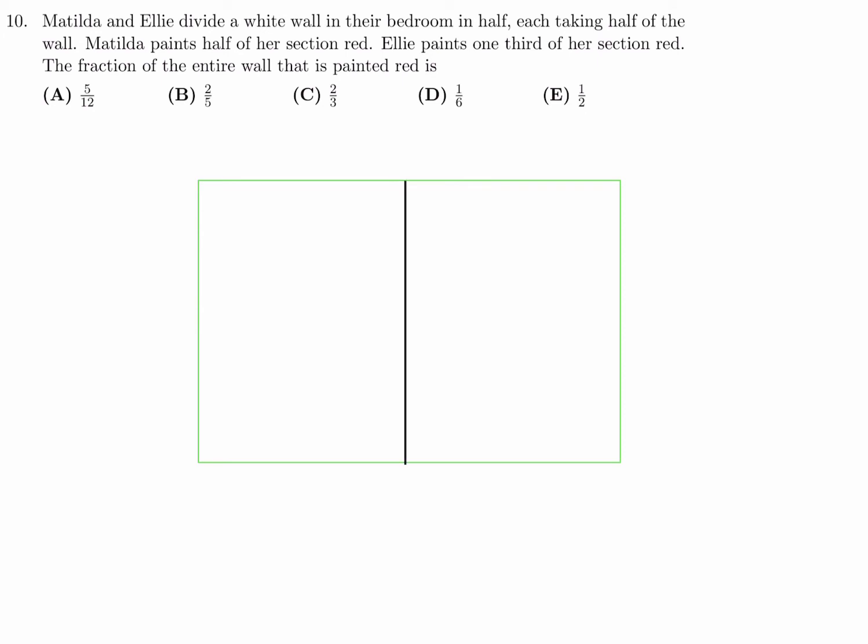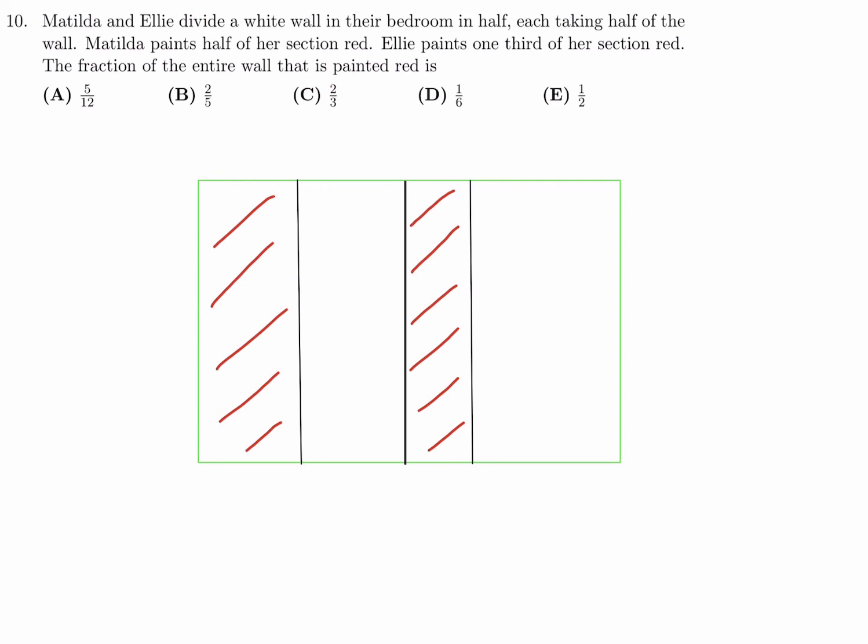Of this wall, this diagram, we have Matilda and Ellie that have each of those sections. So Matilda paints half of her section red, so she's going to paint half of it red. And then Ellie paints 1/3, so approximately this much. So basically this is red, that's a half of her section and 1/3 of her section. So this is basically a half of a half, which is 1/4. This is 1/3 of her half, so 1/3 times a half, which is 1/6.